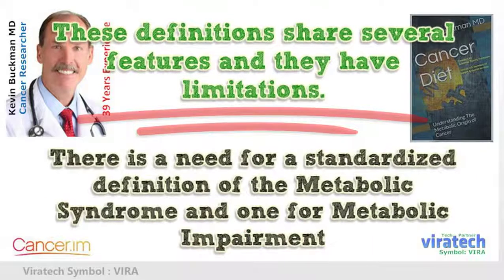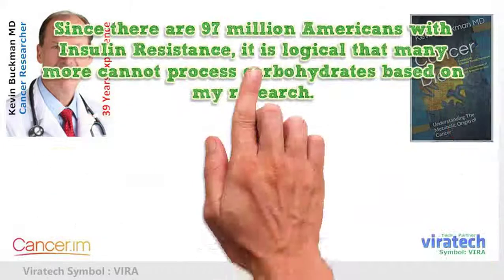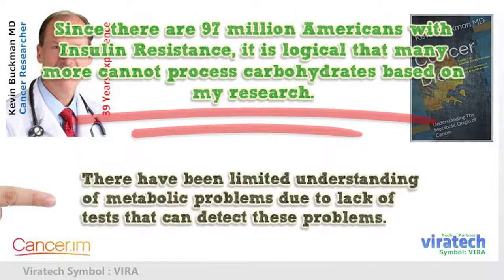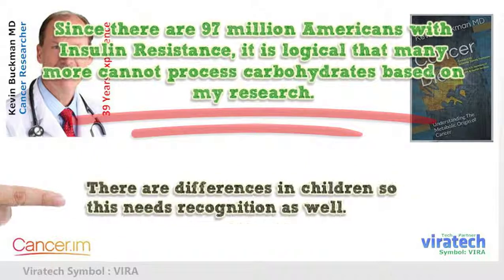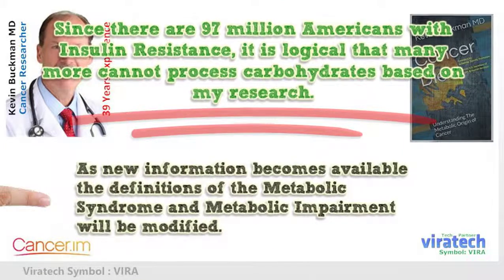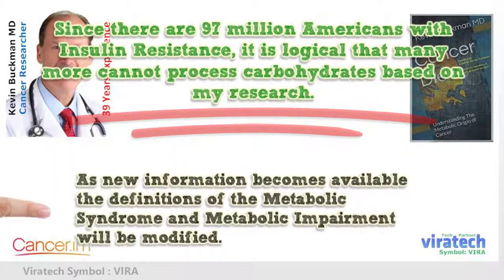There is a need for a standardized definition of the metabolic syndrome and one for metabolic impairment. Since there are 97 million Americans with insulin resistance, it is logical that many more cannot process carbohydrates. Based on my research, there has been limited understanding of metabolic problems due to lack of tests that can detect these problems. There are differences in children, so this needs recognition as well. Studies are needed to validate the importance of these classifications. As new information becomes available, the definitions of the metabolic syndrome and metabolic impairment will be modified.